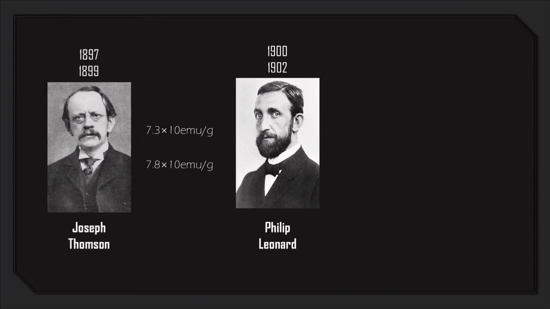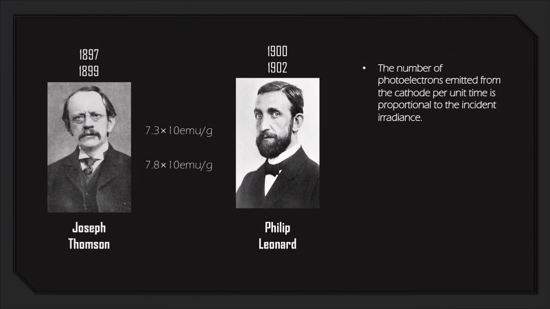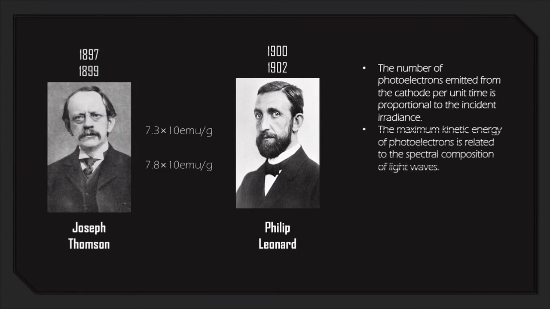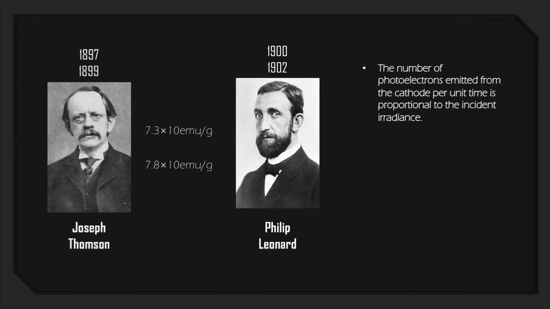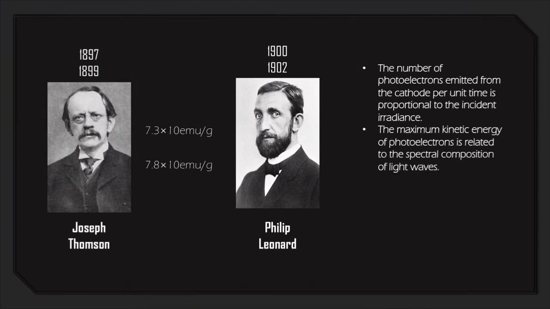In 1902, Lenard published several important experimental results on the photoelectric effect. First, by changing the distance between the ultraviolet light source and the cathode, he found that the number of photoelectrons emitted from the cathode per unit time is proportional to the incident irradiance. Second, using different substances as cathode materials can show that the photoelectrons emitted by each substance have their specific maximum kinetic energy. In other words, the maximum kinetic energy of photoelectrons is related to the spectral composition of light waves.